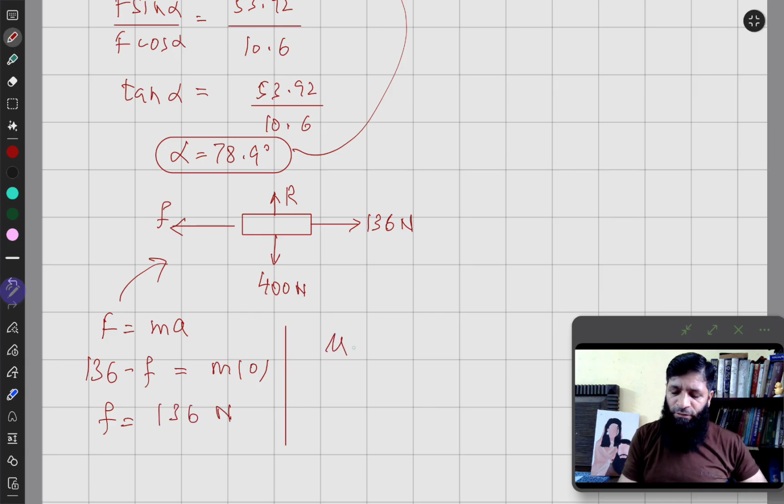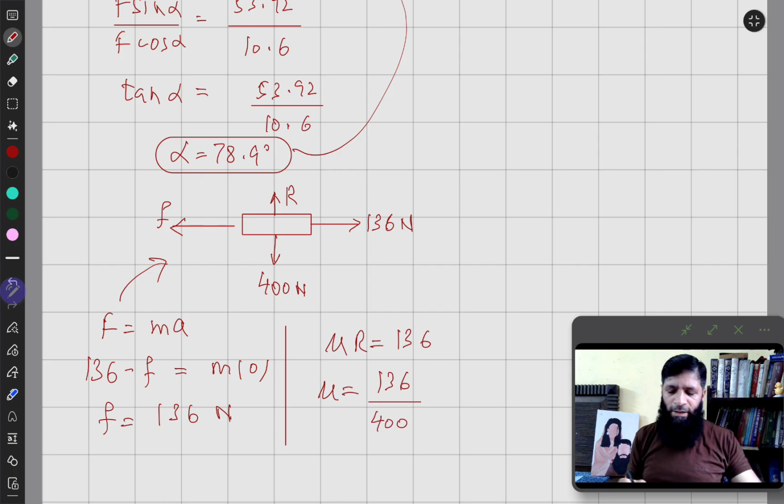Now you are supposed to find mu. You know that friction is basically mu R. So mu will be 136 divided by R. So you will have 136 divided by 400, which will be 0.34.